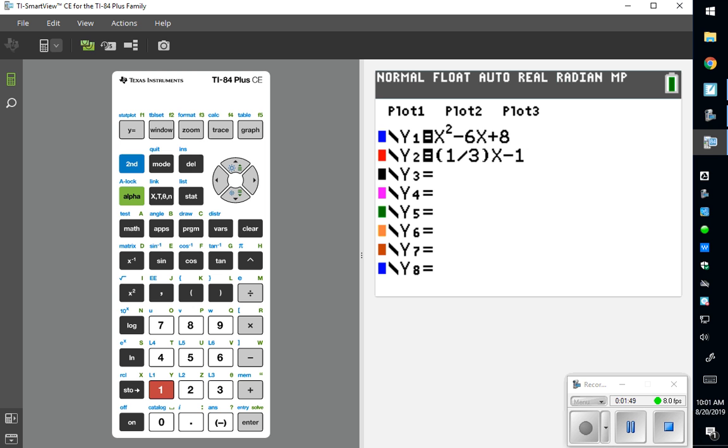Okay, so we have a parabola and we have a line and we want to see if they intersect at any particular points. This method using the calculator, if we're lucky, might give us exact coordinates of intersection points, but at the very least it will give us approximate values of intersection points. Before we can look at the graphs, we need to determine a good viewing window.